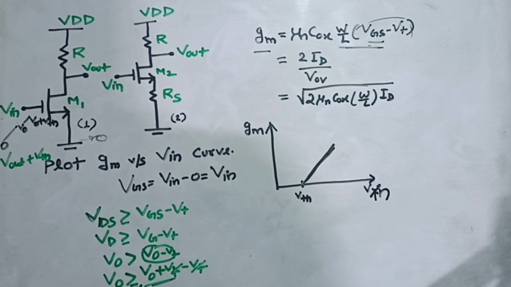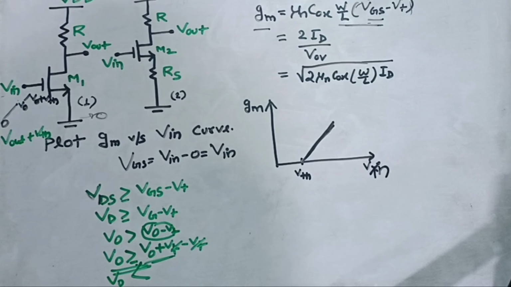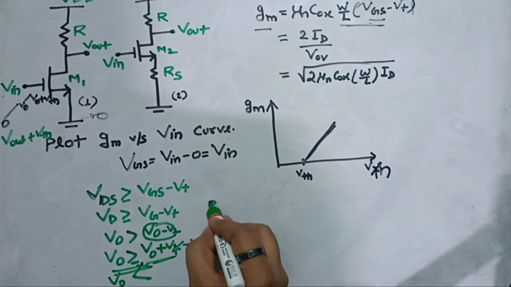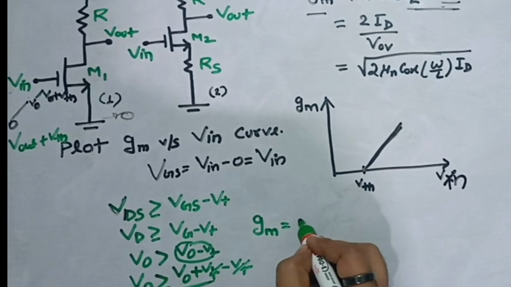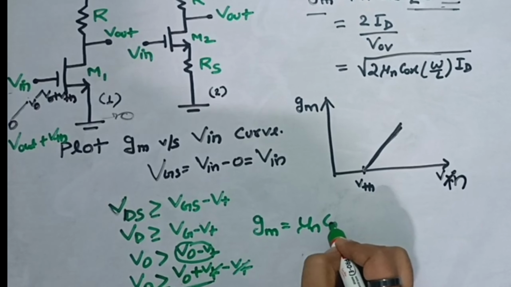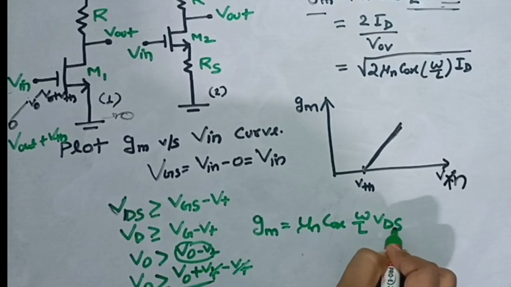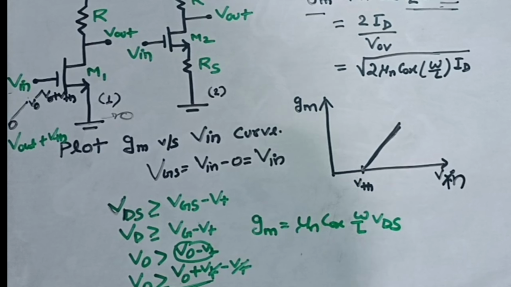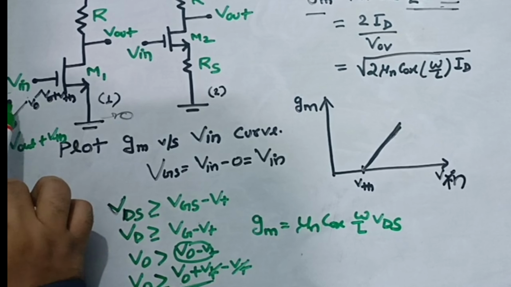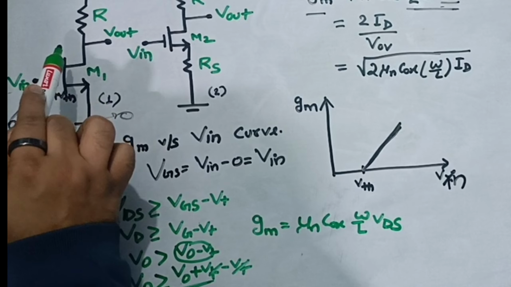This will become greater instead of this VDS. That means your MOSFET will start going into linear region, and in linear region, the GM equation can be given by mu n Cox W by L into VDS. Since VDS will decrease if you are increasing the gate potential, ID current will increase.